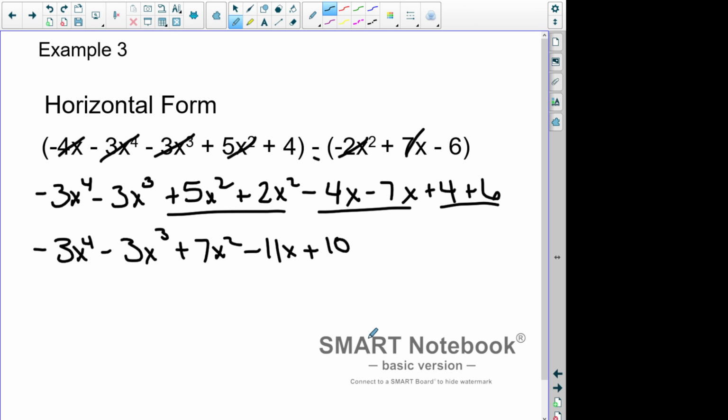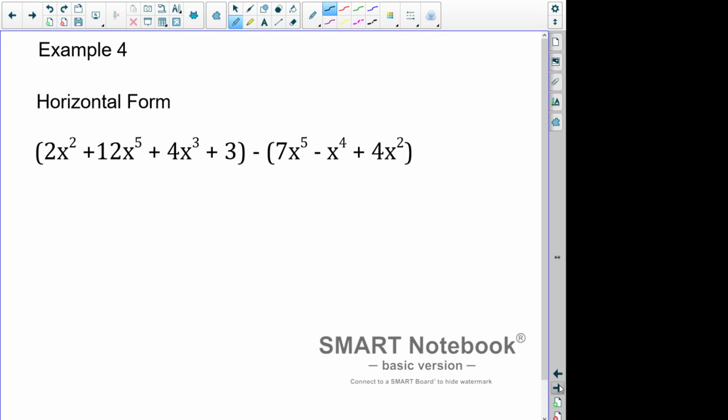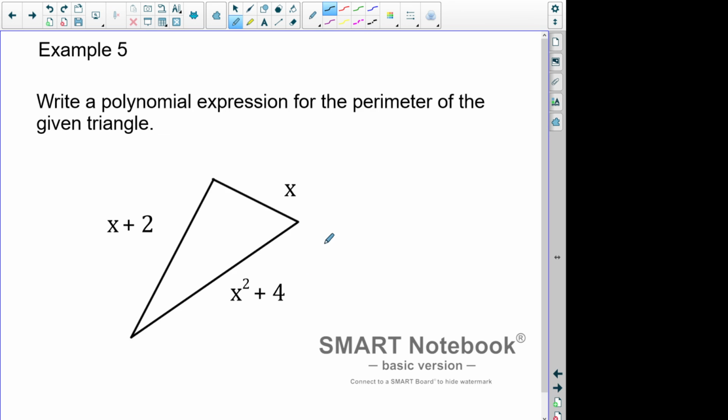Alright, so again, we're just combining like terms. That's really all we're doing, organizing and combining like terms. So this would be a quartic polynomial with 5 terms. And that leading coefficient of negative 3. So this is kind of more of the same. I'm going to skip this one. Move on to this one.